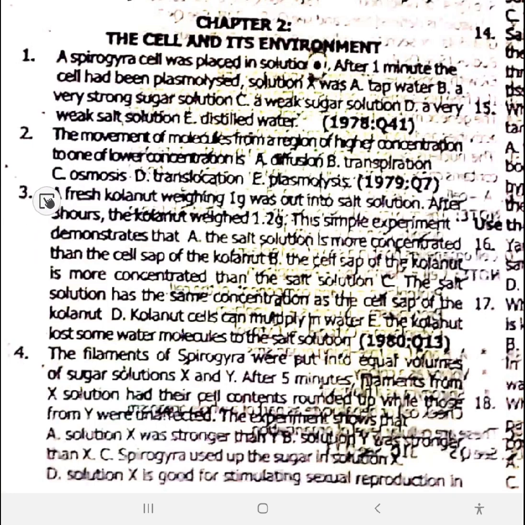Number 3. A fresh kola nut weighing 1 gram was put into salt solution. After 3 hours, the kola nut weighs 1.2 gram. Meaning the kola nut absorbed water. The simple experiment demonstrates that, actually, the answer is option A, the salt solution, no. It's not too clear, but please manage with me. The cell sap of the kola nut is more concentrated. That's why it absorbs water. Meaning the cell sap of the kola nut is hypertonic.